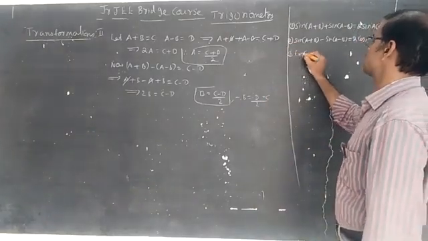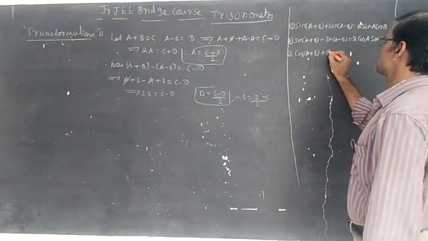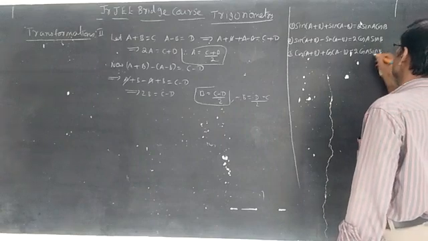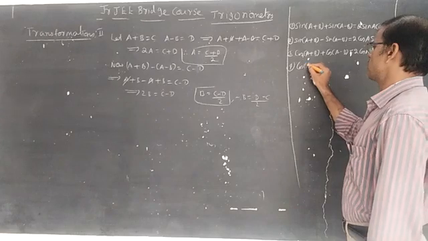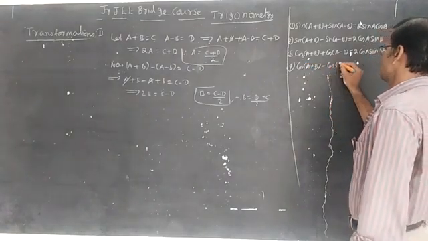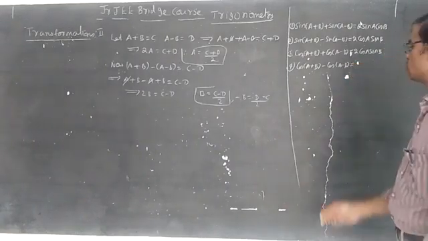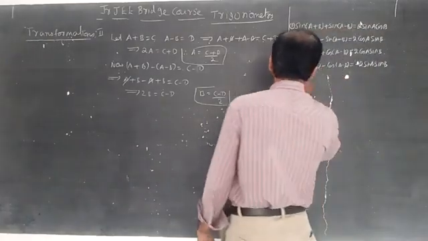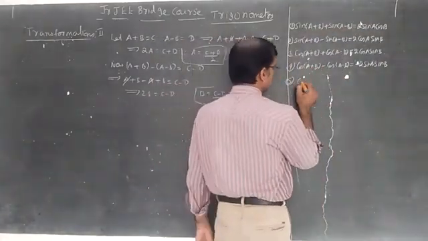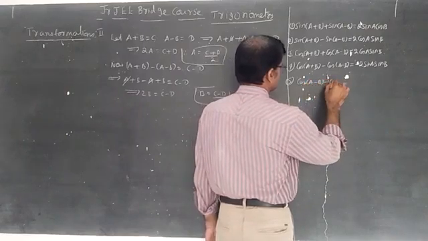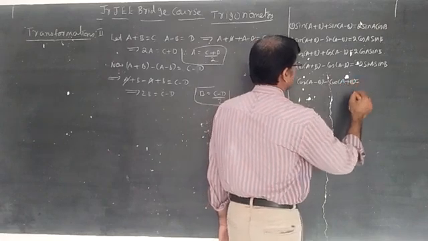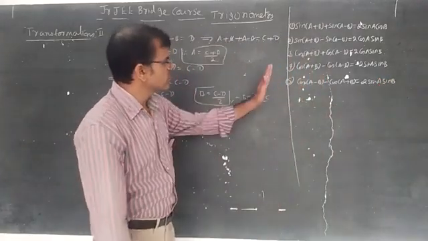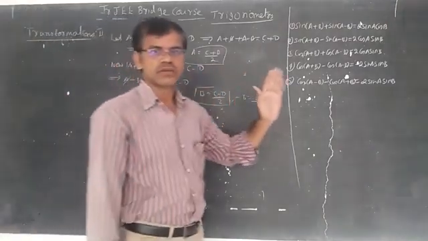Third one, cos of A plus B plus cos of A minus B is equal to 2 cos A cos B. Fourth one, cos of A plus B minus cos of A minus B is equal to minus 2 sin A sin B. Fifth one, cos of A minus B minus cos of A plus B is equal to 2 sin A sin B. Depending upon these 5 formulae, now I am going to discuss the transformations in Roman number 2.